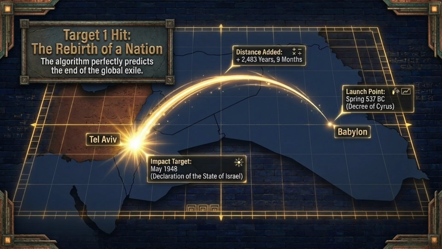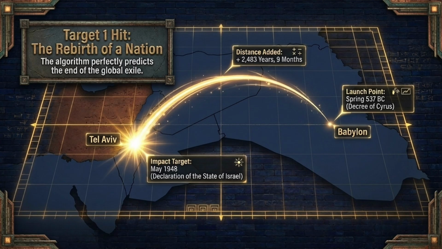The mathematical alignment is staggering. It really is. Think about the scope of that timeline. It stretches across 2.5 millennia. It survives the rise and fall of the Persian Empire, the Greeks, the Romans, the Byzantines, the Ottomans, and the British Empire. All of them. And the math lands exactly on the month the United Nations mandate ended, and David Ben-Gurion read the Declaration of Independence in Tel Aviv, establishing the State of Israel. Wow.